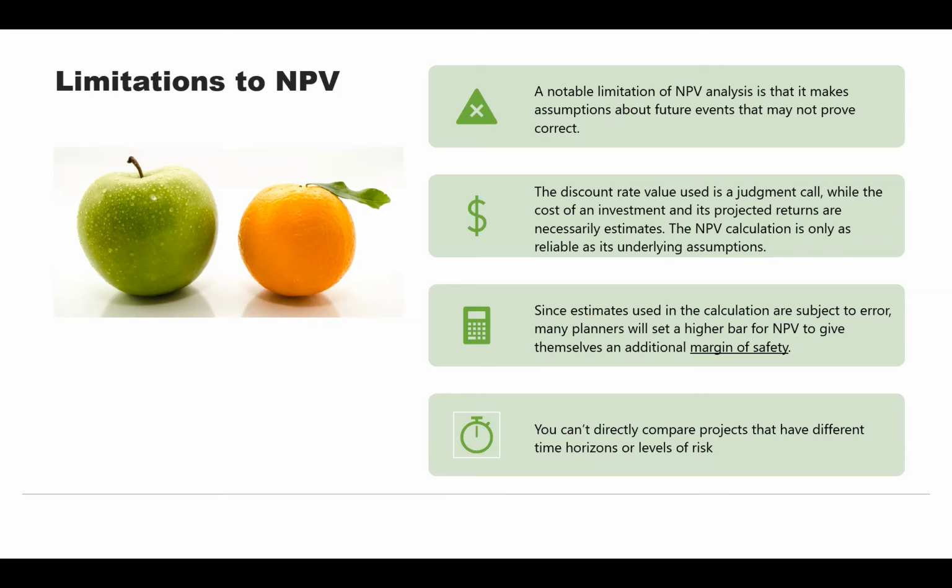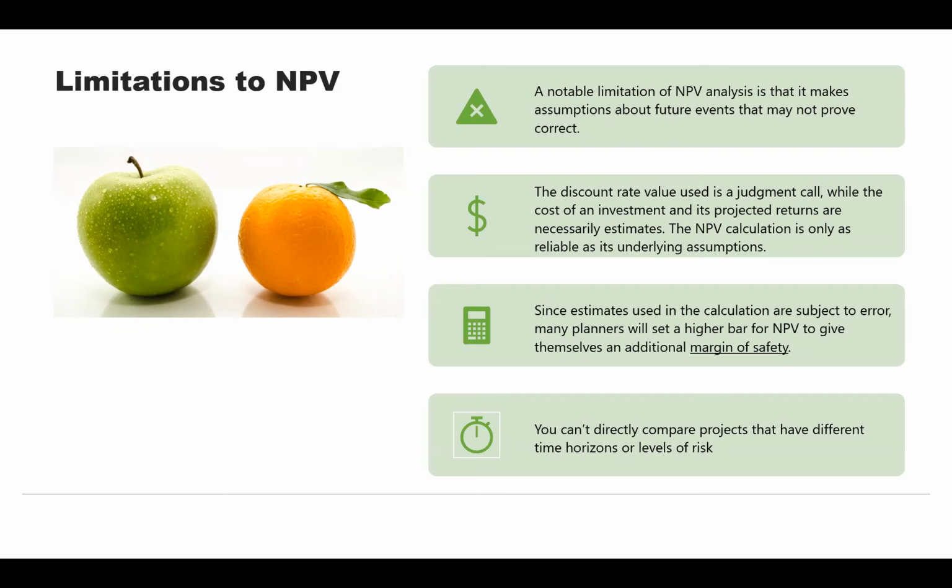A lot of times, many planners will set a higher bar, a higher percentage, for that net present value to give yourself an additional margin of safety. Like if it passes at 8% and it's still profitable, then I have much more confidence that I'm actually likely to see that return, because I'm basically saying that future money is worth a lot less.